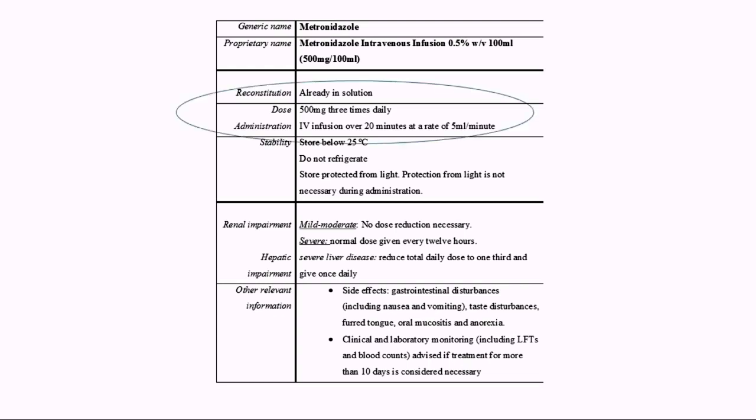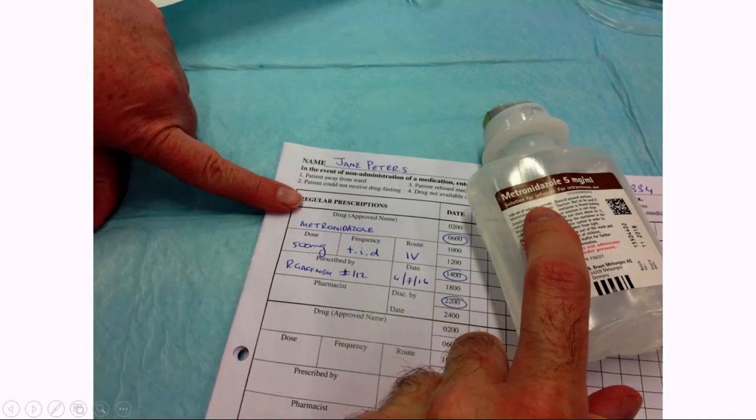So in the case of metronidazole, you can see that the drug is already in solution. Okay, so all we need to do is give it by an infusion over 20 minutes, and you'll see how we do that now. So we're going to check the metronidazole, the name of the drug, metronidazole, and the dose with the second healthcare professional. And we're going to check that we're giving it by the right route, by the intravenous route.